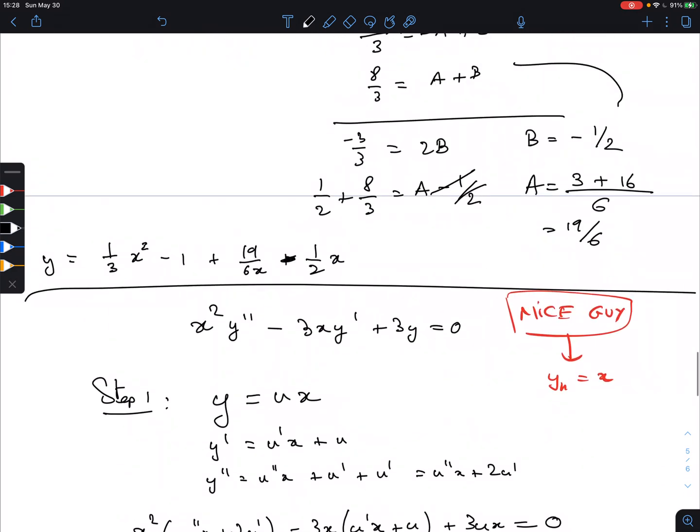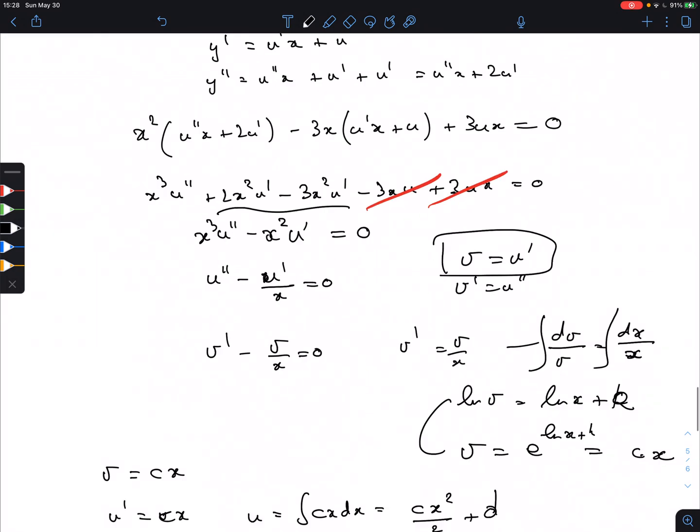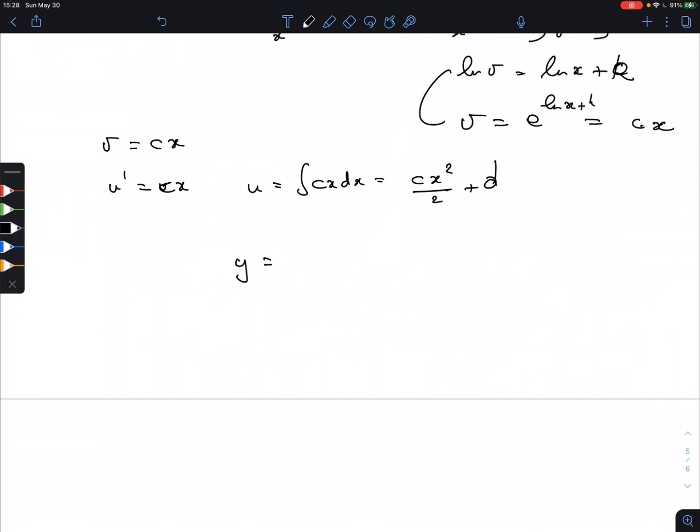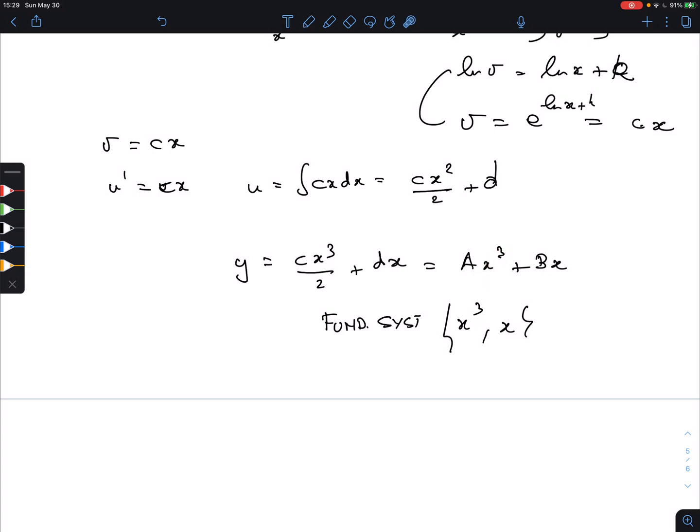And is that it? No, because where did u come from? U came from this equation. So y is x times that guy. So cx cubed over 2 plus dx. And again, we can rename, so this is ax cubed plus bx. That's the general solution, homogeneous because it's a homogeneous equation. And again, this tells us that a fundamental system of solutions are x cubed and x. X we knew, that nice guy had told us, x cubed we found now. So if you wonder why this x cubed is coming in?